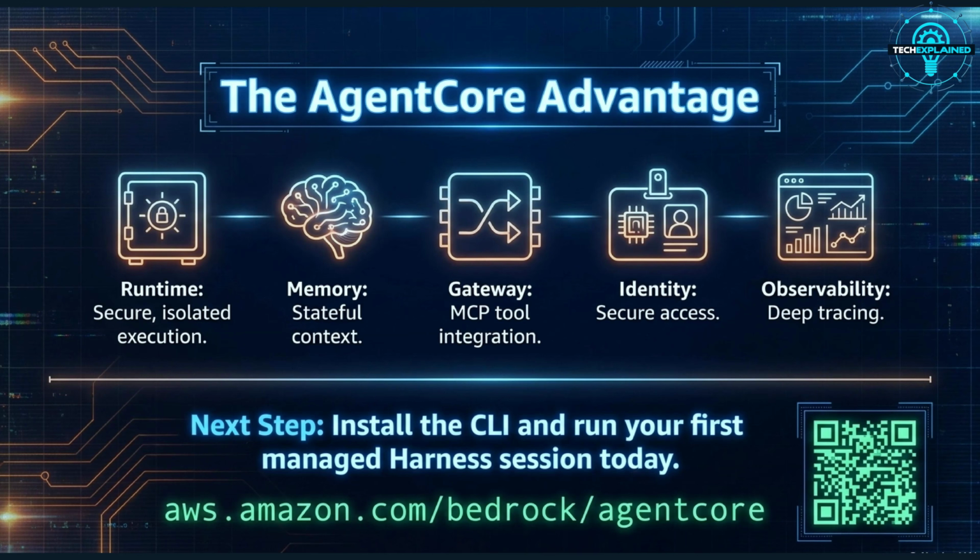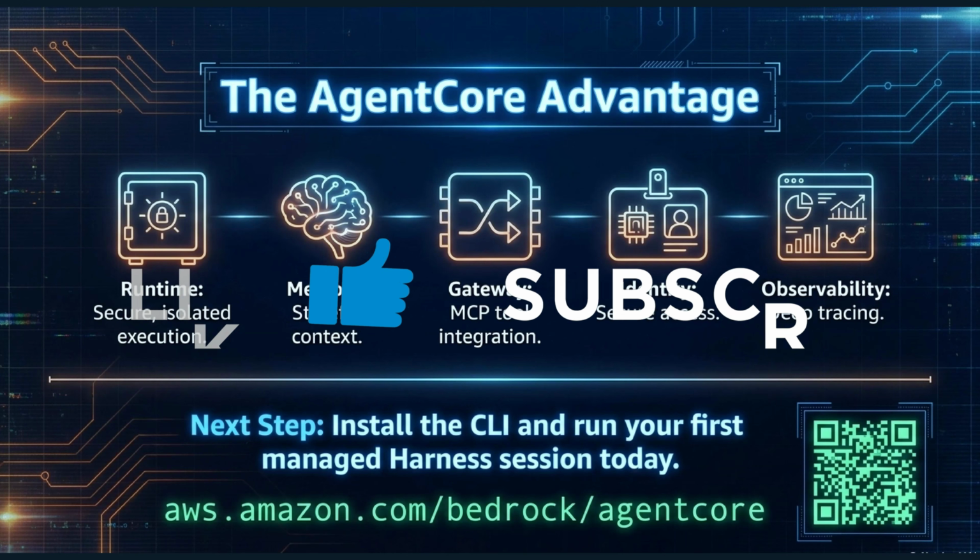You've just gone from zero to understanding one of the most powerful AI infrastructure platforms in the cloud ecosystem. Runtime, memory, gateway, identity, observability. You know what they do, why they matter, and when to use them. That knowledge is genuinely valuable, whether you're preparing for an AWS certification, building production systems at work, or just satisfying your curiosity about how cutting-edge AI really works.